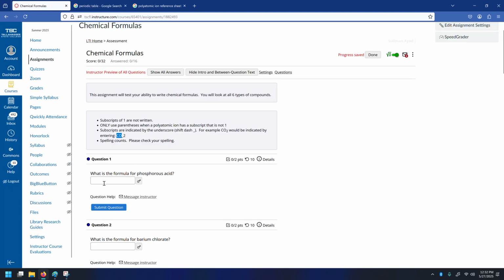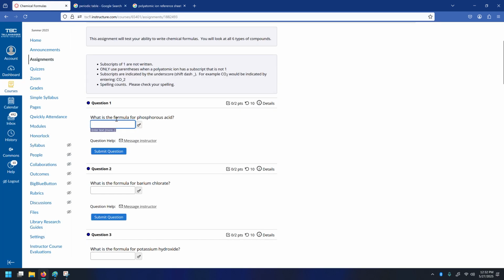All right, without further ado, let's get into some of the questions. So what is the formula for phosphorus acid? Anytime you see acid, that is one of the three big classifications for nomenclature we use in this course. All acids are going to have hydrogen in them, and that hydrogen is always going to be the first element shown. And so I know it's going to start with an H here, and of course a capital H because it's the first letter of a given elemental symbol.